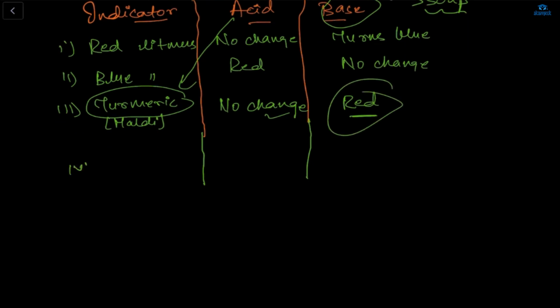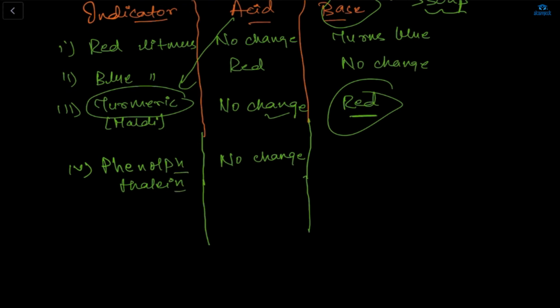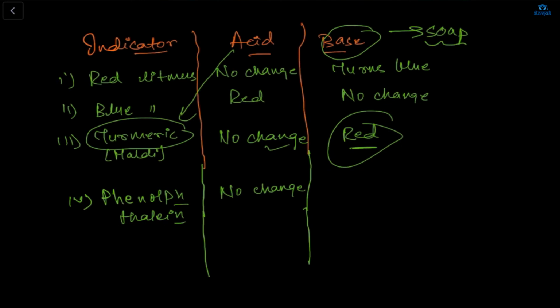Now, the fourth one, phenolphthalein. Any idea, Shazan? If we add acid into this, what will happen? If we add base, what will happen? No, ma'am. I know for turmeric, ma'am, there is no change, but if you put turmeric in base, it becomes red. Here also, if we add the acid, there will be no change. And if we add the base into this, it will become pink in color.